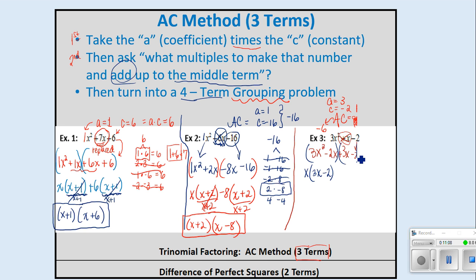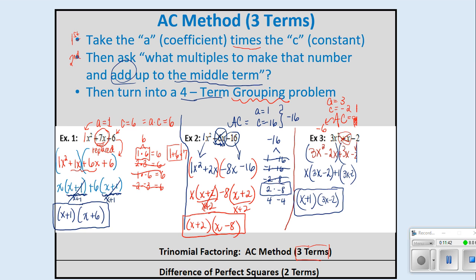And what do the last two group have in common? They have a 1. So then what do they have left? 3x minus 2. And then I factor out the 3x minus 2, and I'll have x plus 1 and 3x minus 2. And those two binomials would multiply, those two factors would multiply to make the original equation. Okay, so just remember you got to take a times c.